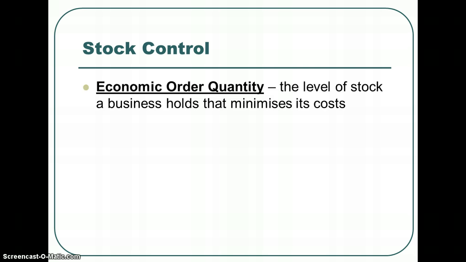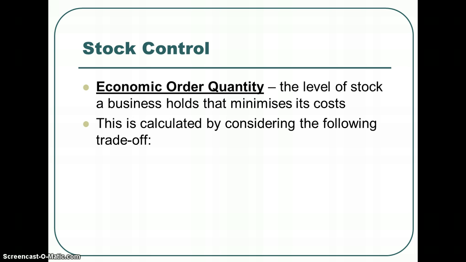So, one of the key things you have to be able to do is to carry out stock control. Stock control is all about finding the economic order quantity, and this is the level of stock a business holds that minimizes its costs. So it's how much can we hold, but at the same time keep our costs low. So how can we meet the demand but keep the costs of holding that stock low? And it is calculated in the following trade-off.